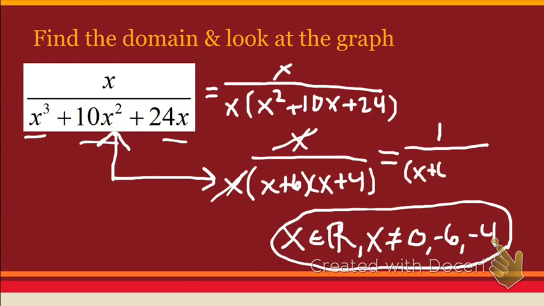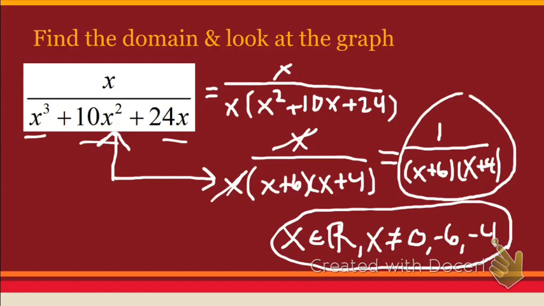Alright, so that's why it's important to find the domain before canceling out, because you might accidentally put an x value in a domain that's not there. So the final answer of the simplified rational expression would be that, but the domain is still x cannot equal 0, -6, or -4. Alright? Next slide.